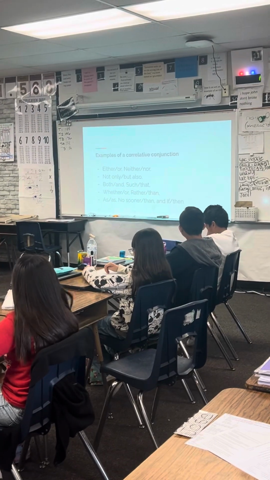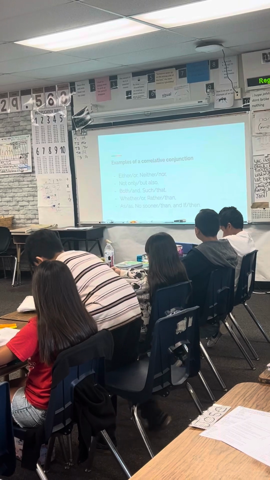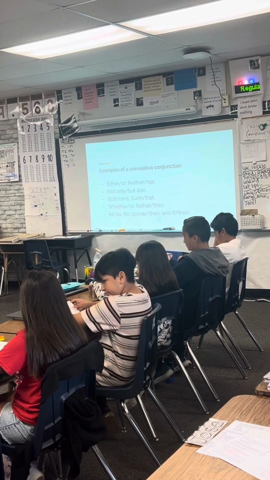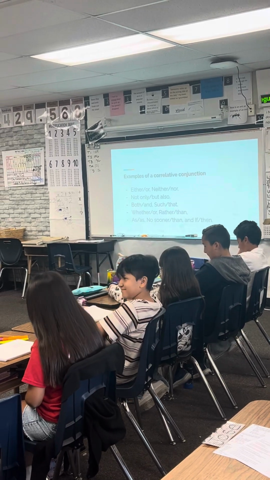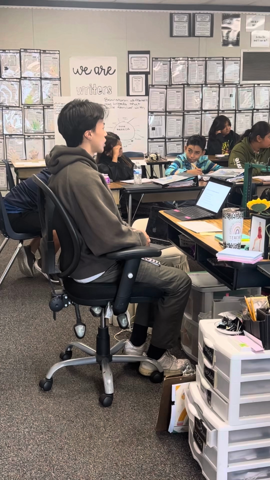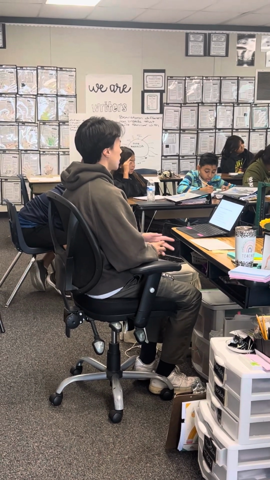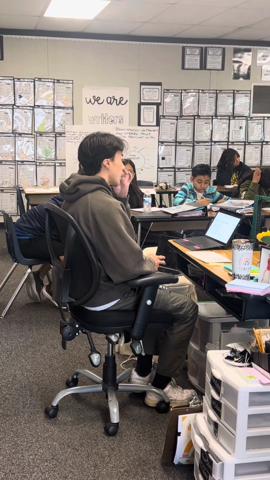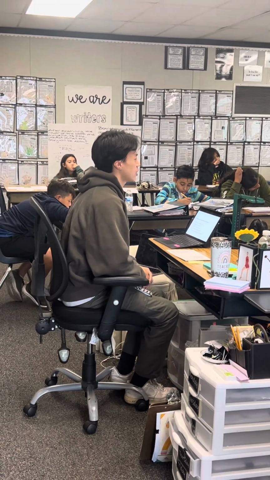So some examples of correlative conjunctions are either or, neither nor, not only but also, both and, such that, whether or, rather than, as, no sooner than, and if then.